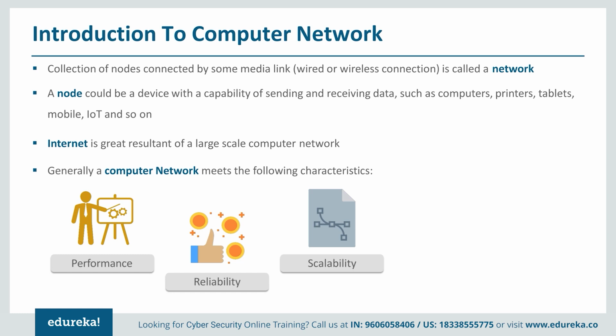So the three important factors. The first thing, for any device in a network, any connected device or connected equipment is called a node, which is connected. It's a part of a network.